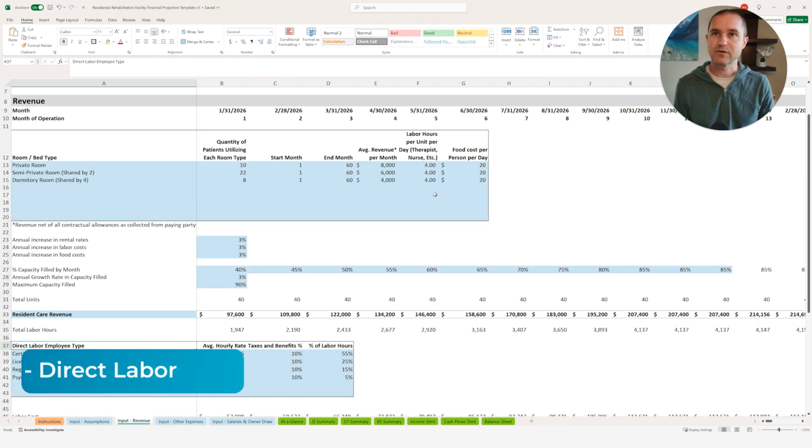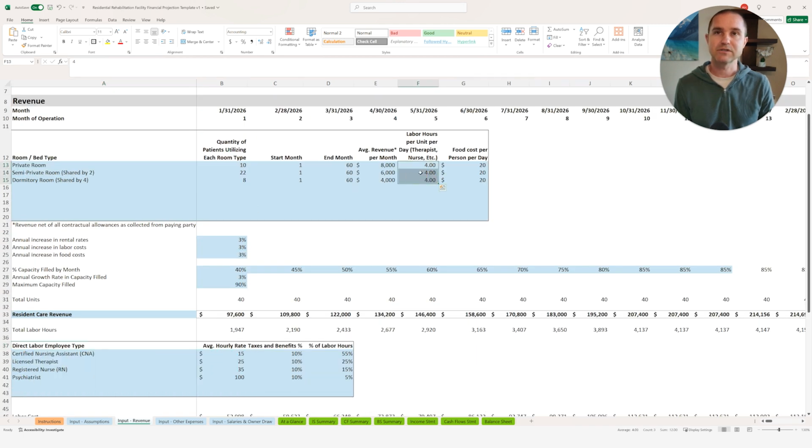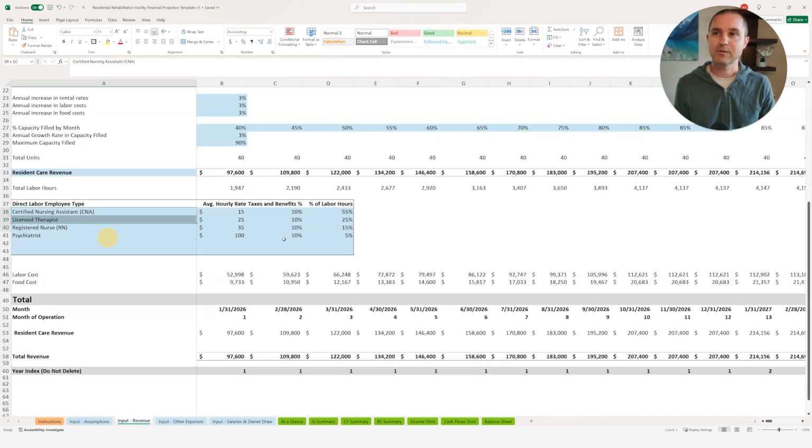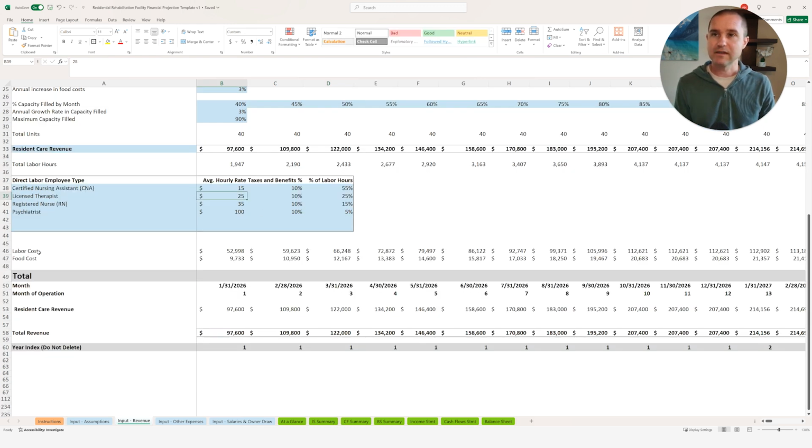So the way that we have this working, remember, we've set the number of hours on a per person basis. We're saying per person, 4 hours per day of direct labor. And that direct labor is going to be split out based on what's in this table. So we're saying percentage of the total labor hours needed. Here, based on the number of patients we're going to have in this first month, we need 1,947 labor hours. So we're saying 55% of those labor hours are going to be CNA, paid $15 an hour, plus 10% in taxes and benefits. 25% of those hours are going to be a licensed therapist at $25 an hour, and so on, right? So that will allow us to calculate our labor costs as well as our food costs down here.